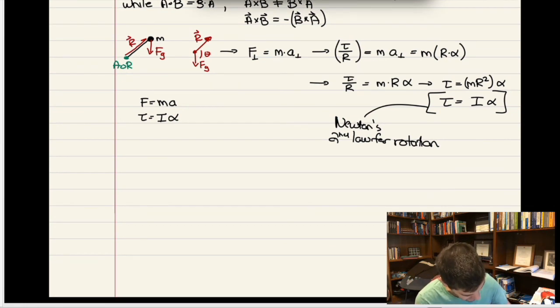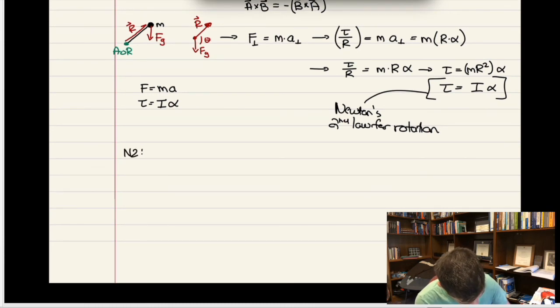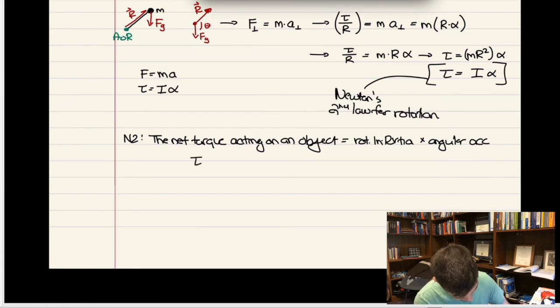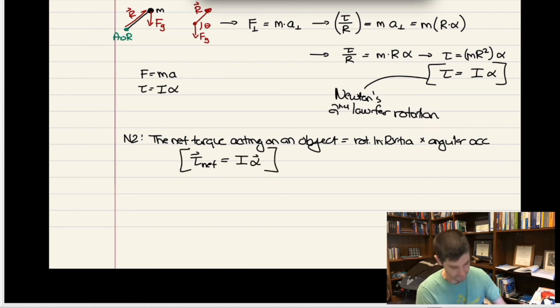All right, so that is where we will pick up next time, but I will write this down so that I can put a box around it. We can write Newton's second law that says the net torque acting on an object equals the object's rotational inertia multiplied by its angular acceleration. Or that the net torque equals the rotational inertia times the object's angular acceleration. Newton's second law, but for rotation.